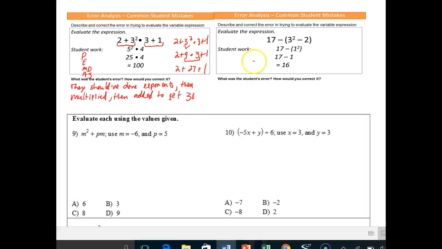So I want you to do something similar after you're done with the video to correct the problem. So go ahead and write it over here like it should be. So we'll just leave this right now as a minus. So 17 minus 3 squared minus 2. So see what they did wrong. Remember, you want to follow PEMDAS. And I'm saying at some point in this problem they did not. So the incorrect answer is 16. You got to tell me how to get the right answer.